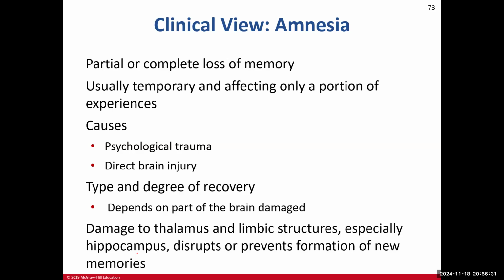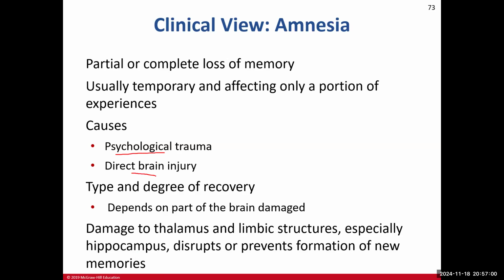We'll finish up here with the last clinical view, called amnesia. Partial or complete loss of memory. Again, if I had damaged a certain area of my brain, I wouldn't be able to create new long-term memories, but all my old long-term memories would stay. There are two types or causes here: psychological trauma, which we see all the time in abuse victims, whether physical or sexual, or a direct brain trauma.